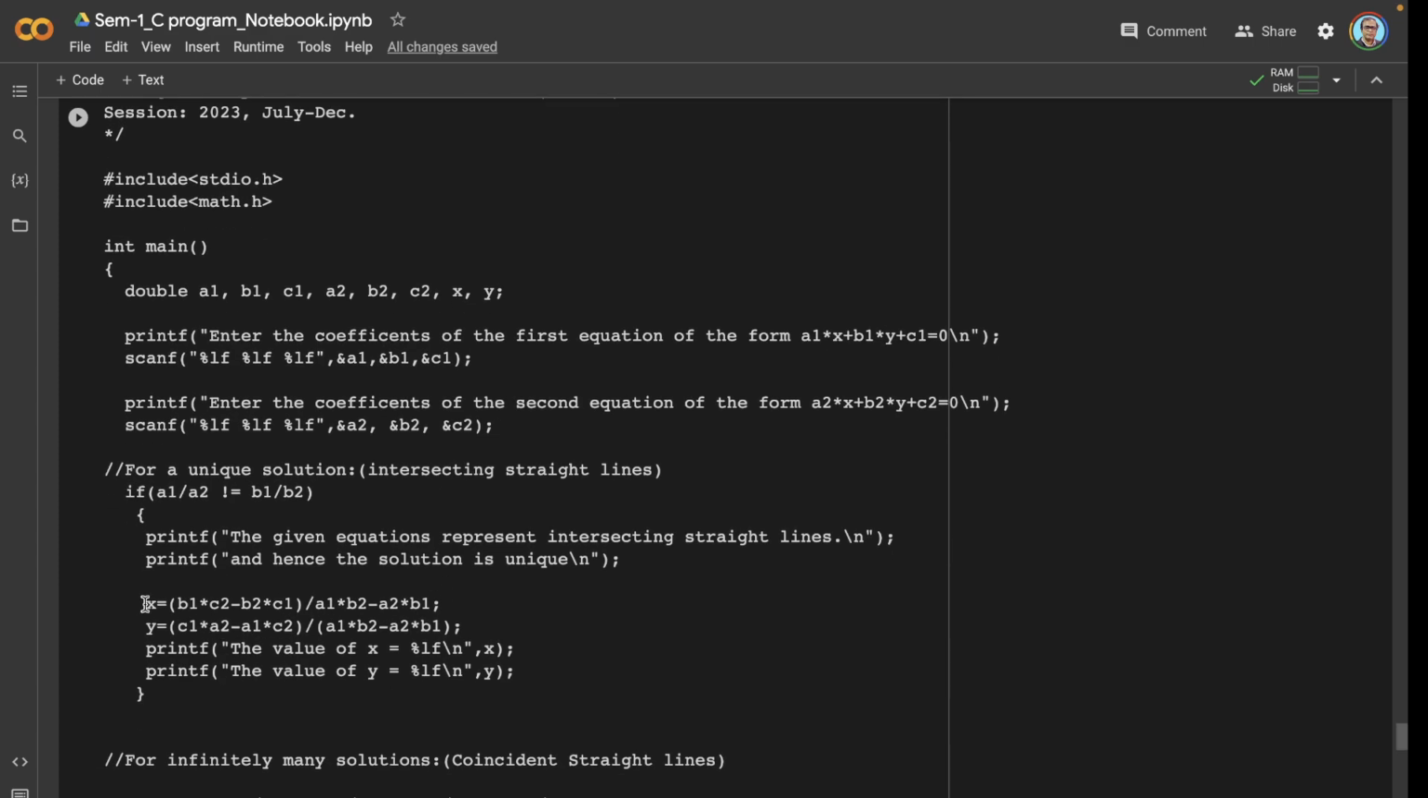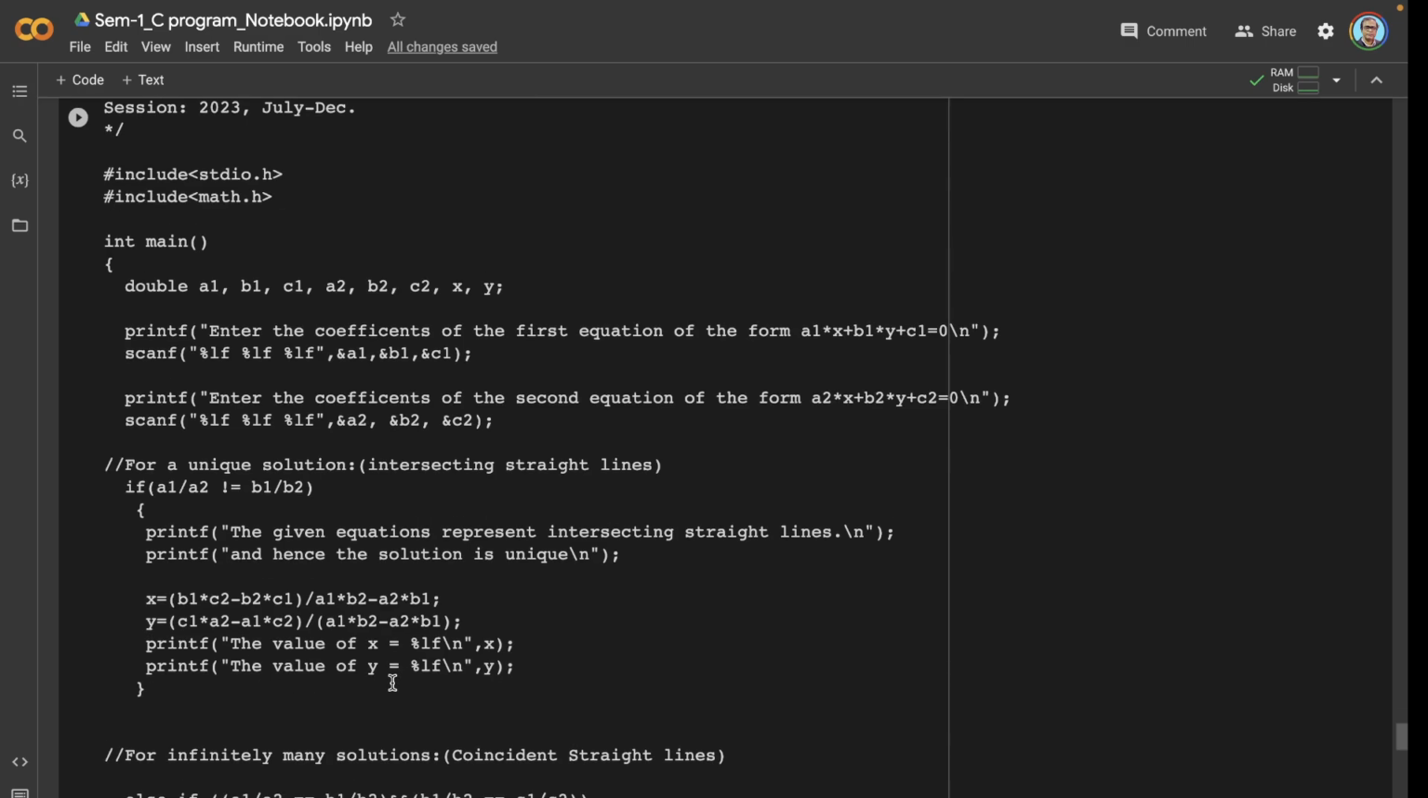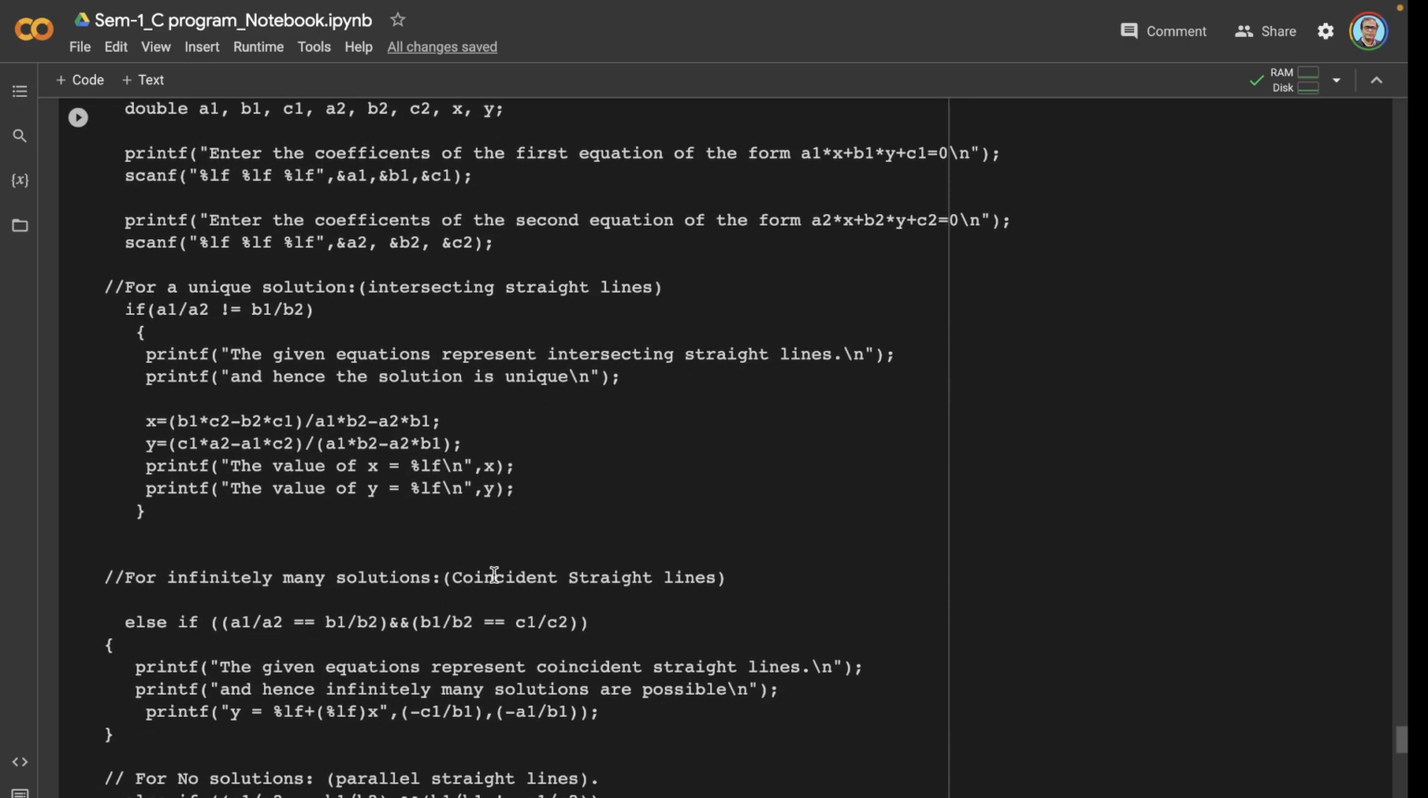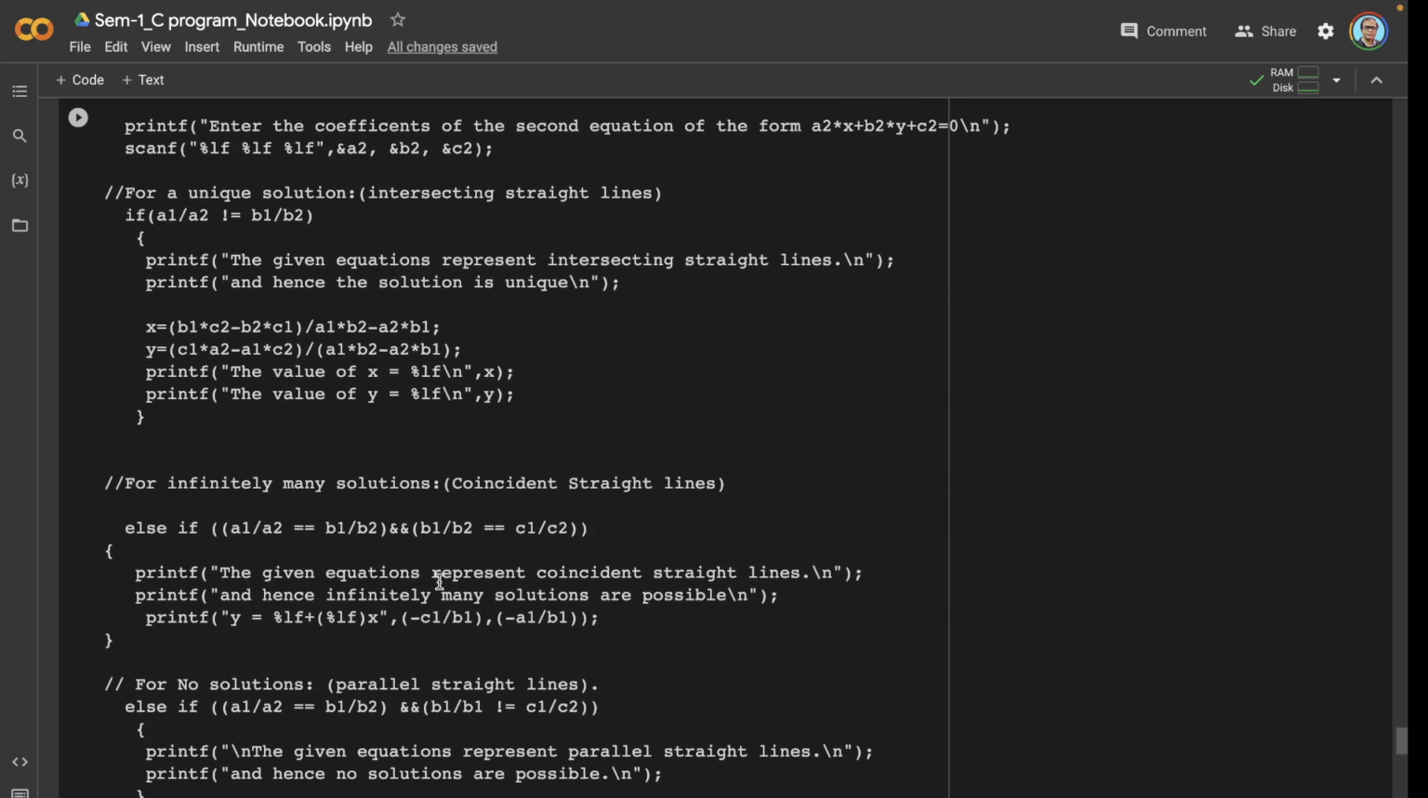And x equals to this, this is the cross multiplication rule. We use here the cross multiplication rule. So x equals to this and y equal to this, and print the value of x and print the value of y. And for infinitely many solutions, if a1 by a2 equals b1 by b2 and b1 by b2 equals c1 by c2, then we have coincident straight lines here. So coincident straight lines means there are infinitely many solutions.